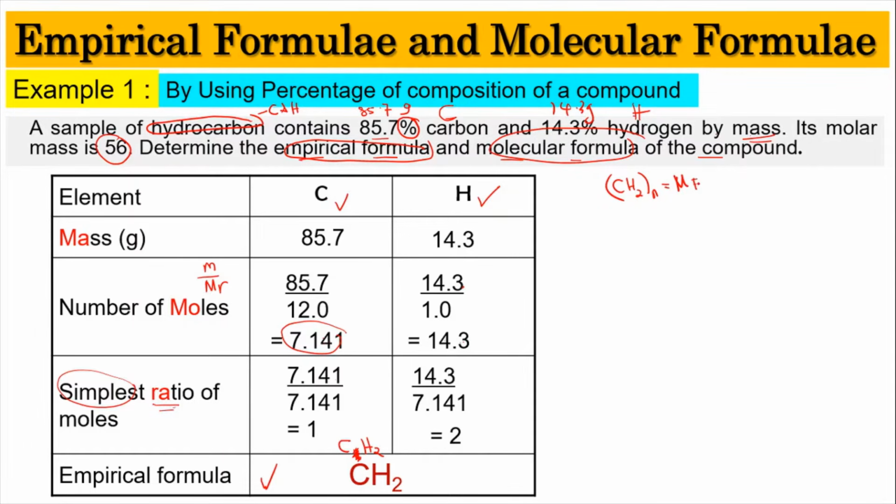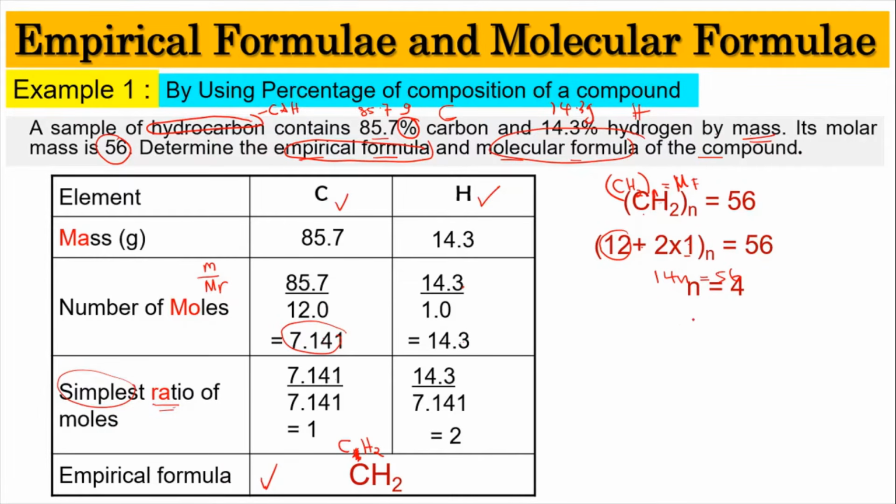Okay, so the molecular formula here is given the molar mass, which is 56. So you know that (CH2)n is equal to 56. So you can find the molar mass of the empirical formula first, where the carbon is equal to 12 plus 2 times 1, because we have 2 hydrogen and the molar mass of hydrogen is 1. So essentially you will get 14n is equal to 56. So n, we're going to get 4.